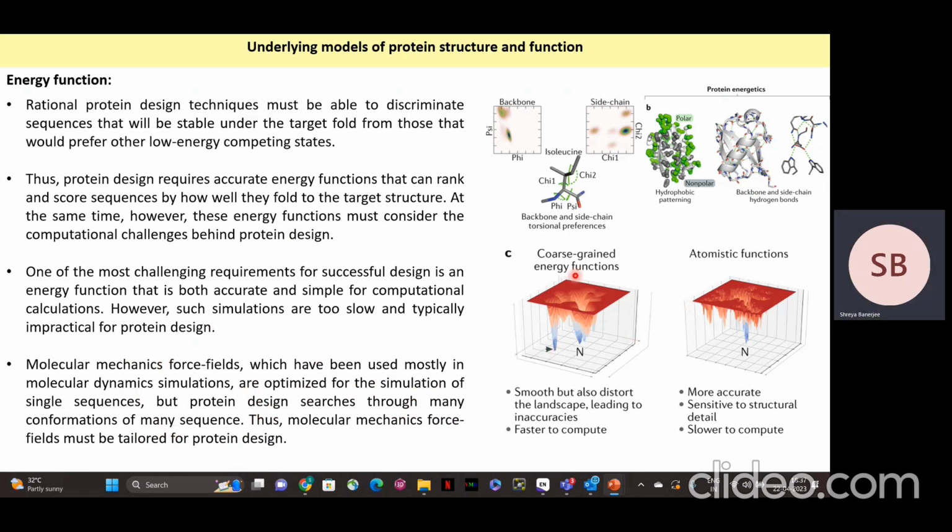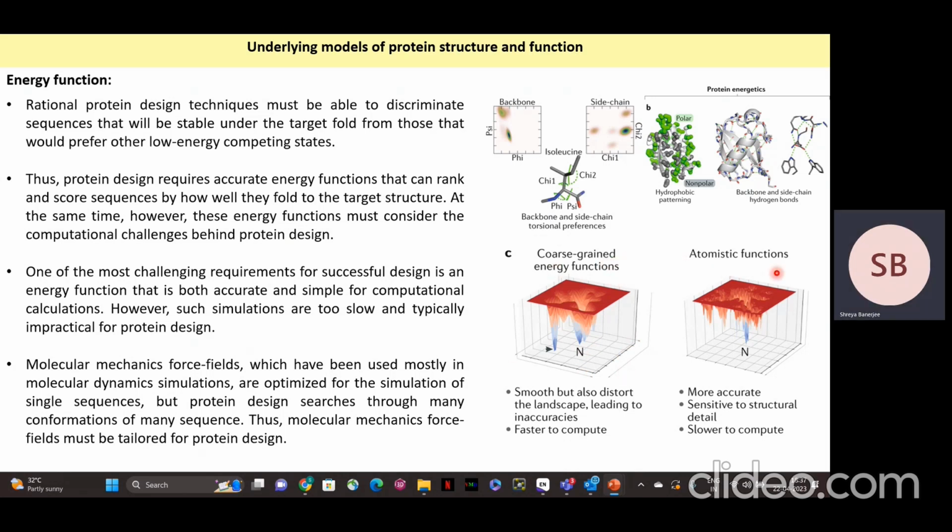So, like I was saying, you can have a coarse-grained function which computes very fast but is not that accurate. So as you can see, the predicted energy minima are quite broad. So they are predicting several different structures and not just one structure. But this is a very fast method.